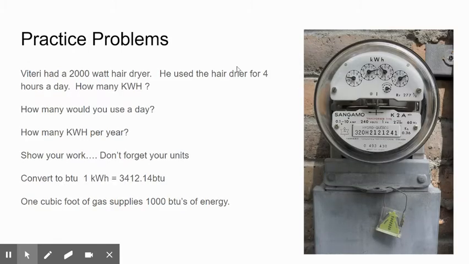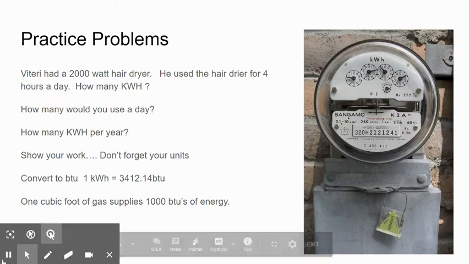Right? Here we have a hard problem. It's another math problem. Let's take our time with this. Terry had a 2,000 watt hair dryer, and he used it for 4 hours a day. How many kilowatt hours did he use? Okay, so let's see how we're going to answer this.